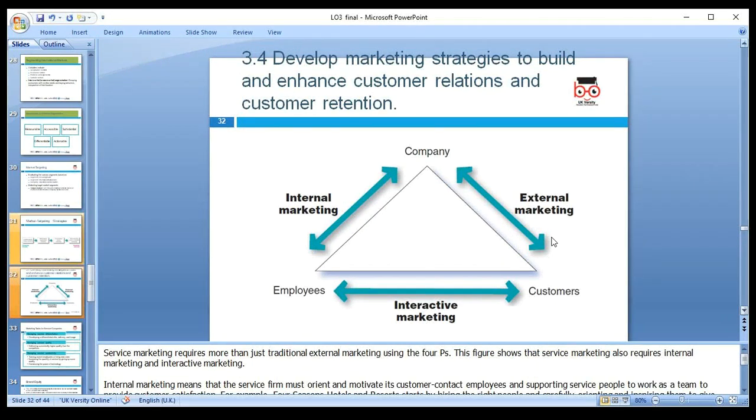So 3.4 is to develop the marketing strategy to build and enhance customer relationships. When you want to enhance customer relations, always do internal marketing first within a company, then external marketing: companies, employees, and relationships. Always keep your customer as the king, always keep them in the middle.